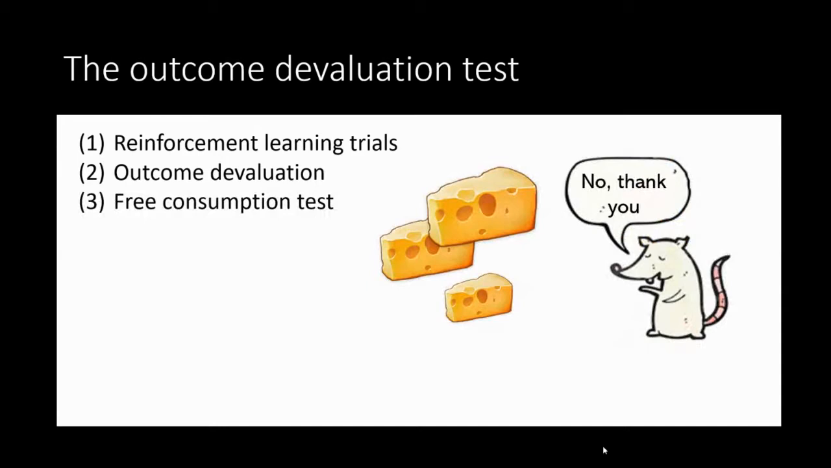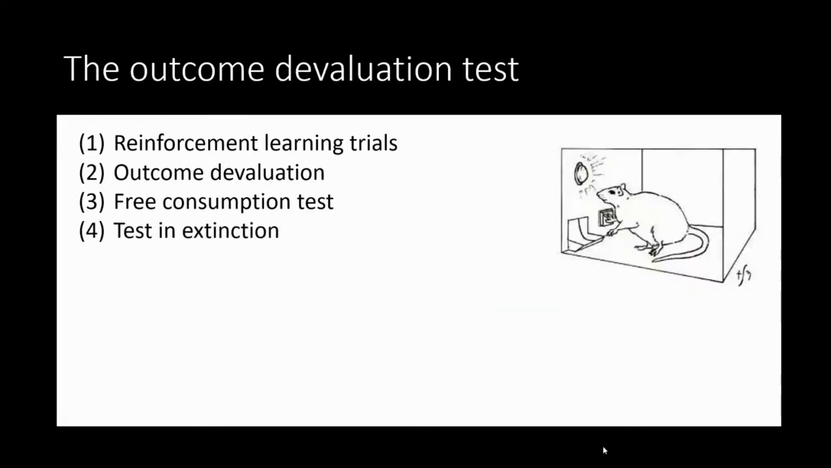And we actually test that. So we offer the animal the outcome, the reward, the food, and we can check if they eat or not, if they pick that food or not. Obviously, what we expect is that they say, no, thank you, I don't want cheese anymore. And after that, we can do our test for goal-directed behavior, that is exactly the same as the first reinforcement learning trials, but without any reward, in extinction.